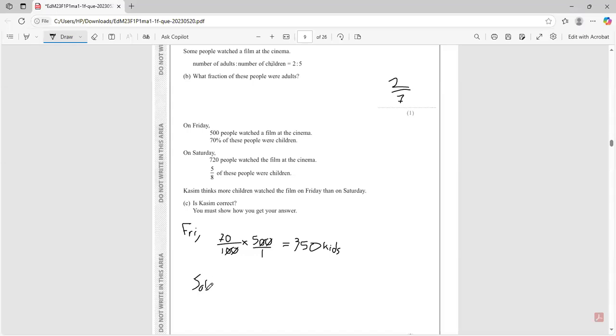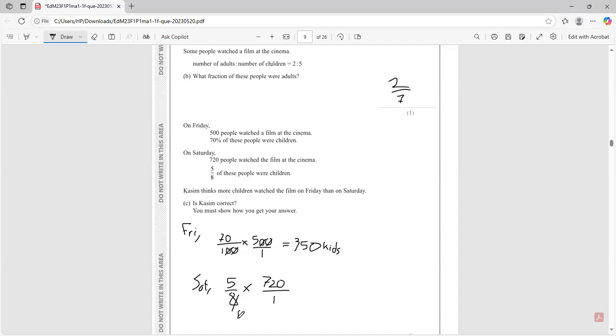Saturday. Okay. On Saturday, we are told that 5/8 of these people were children. So the same thing I did with 70%, I'm going to do it with 5/8. And that's going to be 5/8 of, or times, 720. Again, you see, there's hardly any question that we have seen so far that didn't need our skills for multiplication tables. So if you need to brush up on your multiplication tables, you have at least 24 hours to do that before the exam.